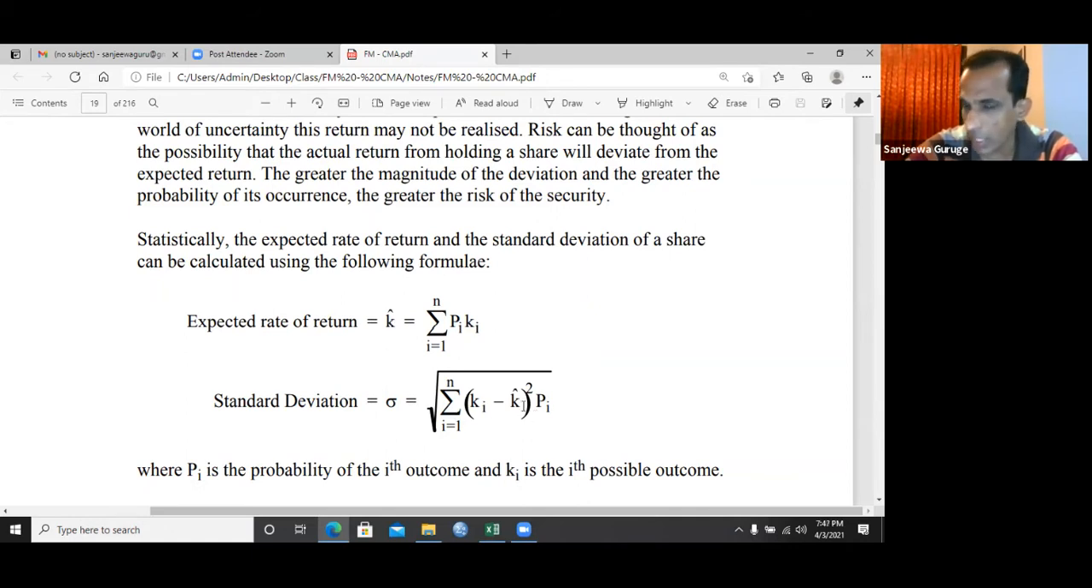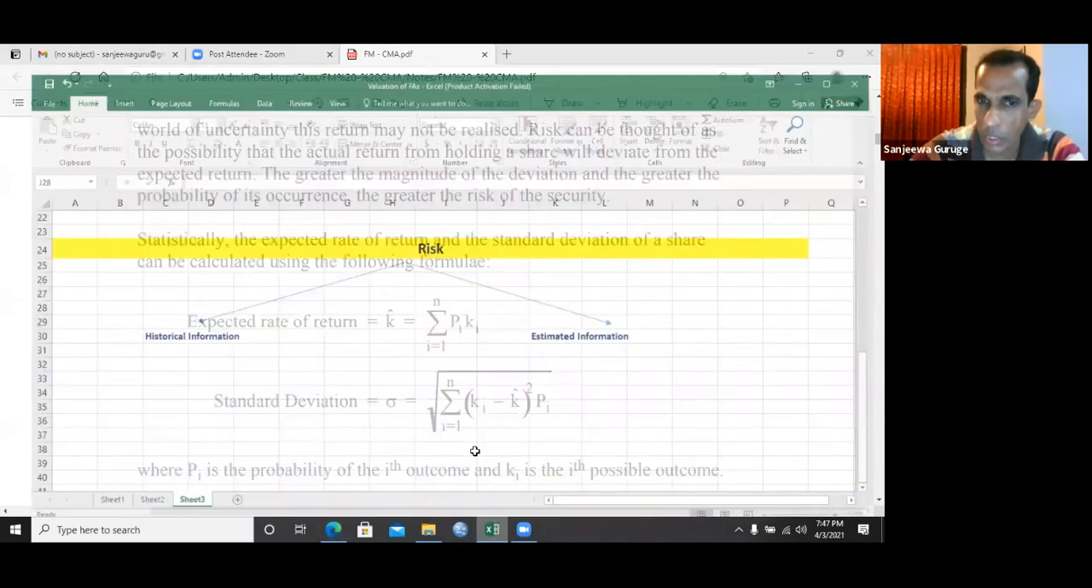The possible return minus expected return, we get the squared value. That squared is to get the total deviation. Because when you deduct the expected return from the possible return, some values will be plus, some values will be minus. It will set off. Therefore, in order to see the total deviation, we calculate the squared value. Possible return minus expected return, squared, should be multiplied by the probability.